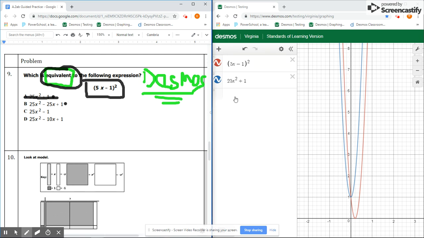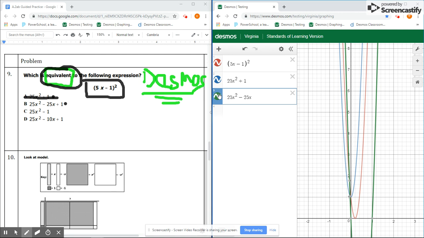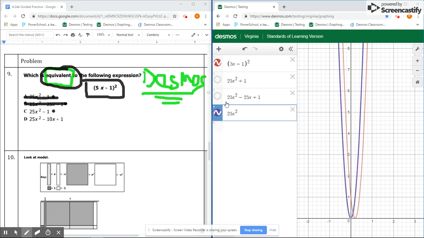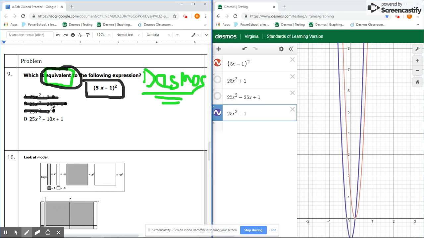25x squared minus 25x plus 1. Okay, is the green the exact same as the red? It is not. All right, so it's not the answer. Let's try the next one. 25x squared minus 1. Okay, is this the same as the red? It is not. This is not the answer.